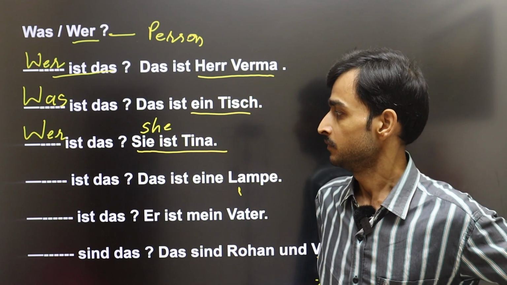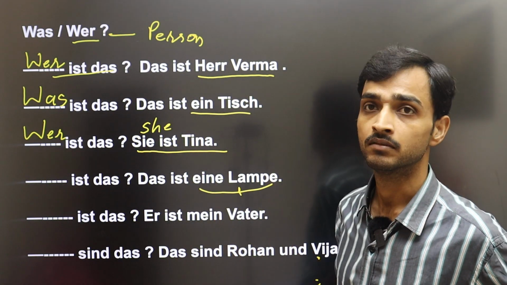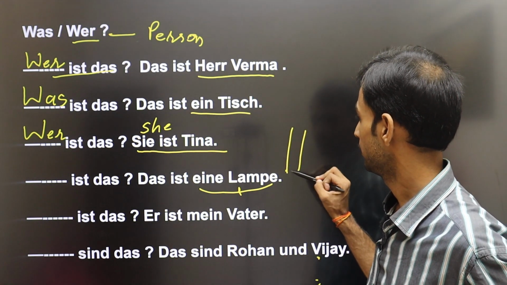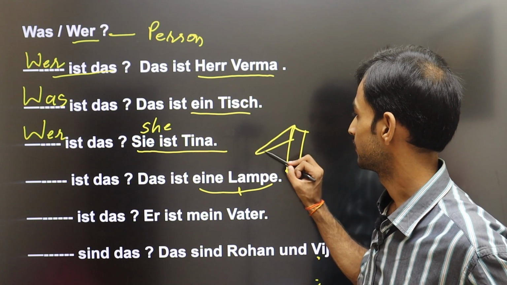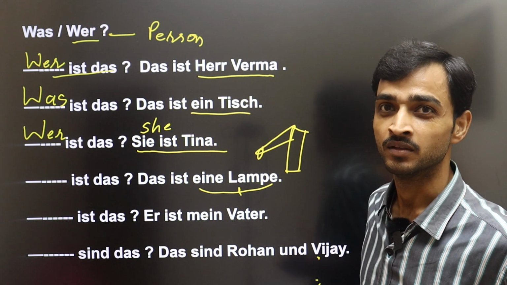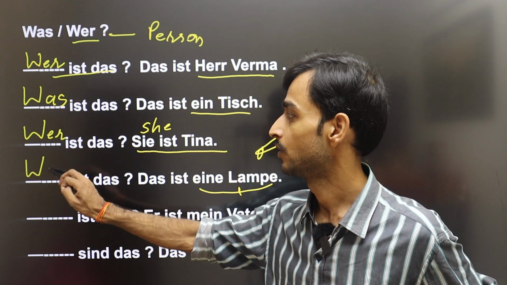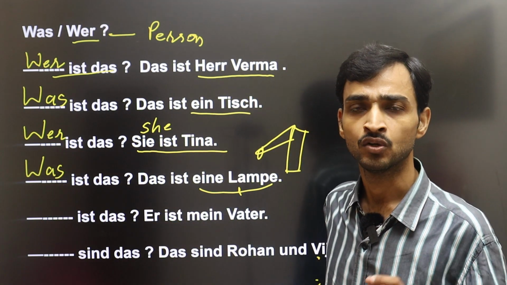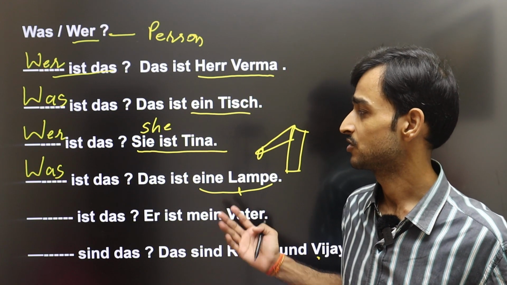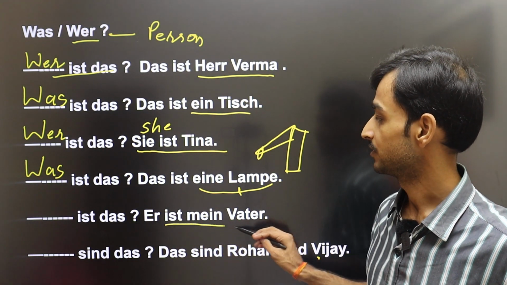She is Tina. Next, Das ist eine Lampe. This is a lamp. I can draw, if I can draw correctly. Okay, yes. This is a lamp. So what is this? Because it is an object. So Was ist das? What is this? What is that? That is a lamp. Das ist eine Lampe.